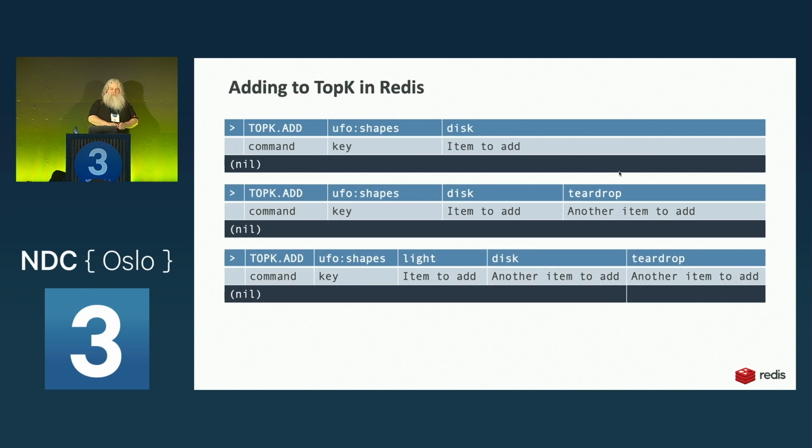To add to a top K, you just call topk.add, give it a key name, give it a thing or multiple things. So here we've added disk 3 times, we've added teardrop twice, we've added light once.